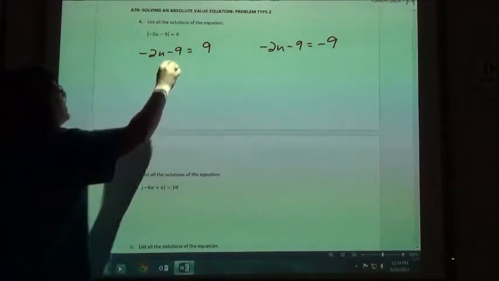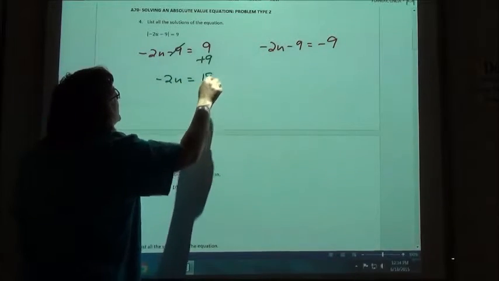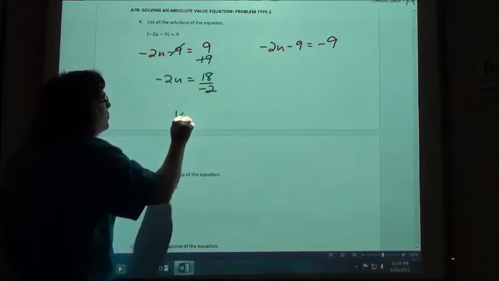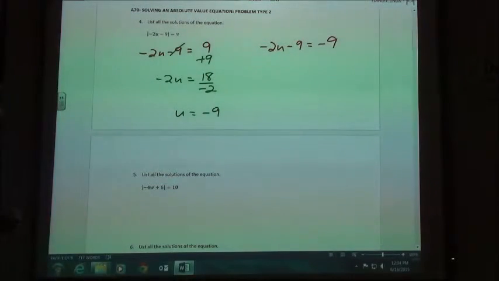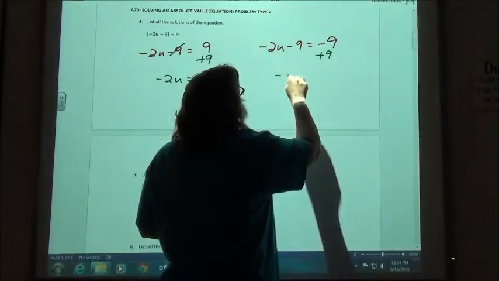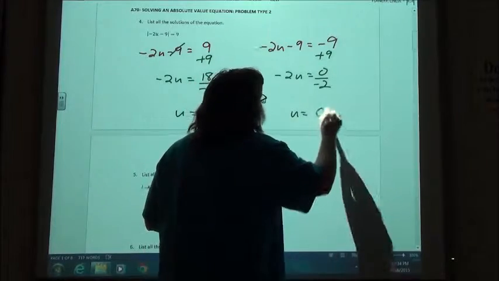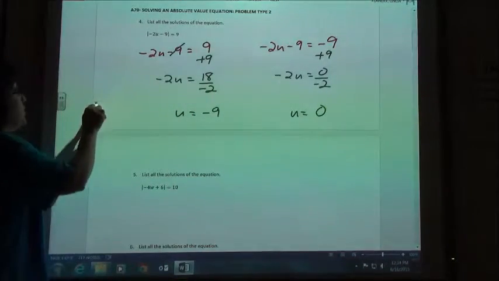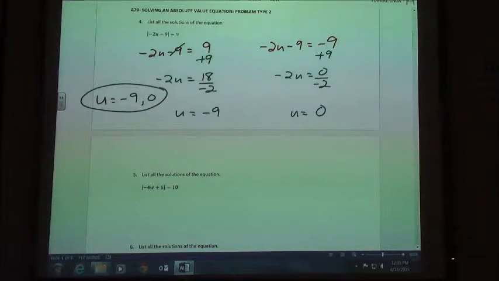So adding 9, negative 2u equals 18, dividing by negative 2. Hey, u happens to be negative 9. Here I would add my 9, negative 2u would equal 0, and 0 divided by negative 2 is still 0. So when you put your answer in, you're just going to separate them with a comma and say, I've got two answers, either negative 9 or 0 would make that a true statement.